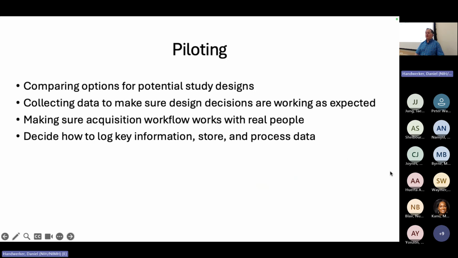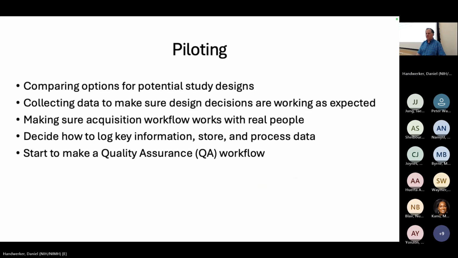Decide how to log key information, store and process data. So piloting is a great place. You get your data, understanding what it is and how you're going to process it, making your workflow so that when you start collecting data for real, you actually know you have your data that can be processed from collection through some sort of image as the result.